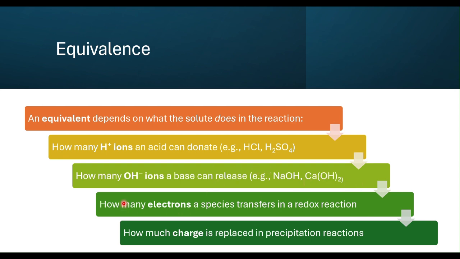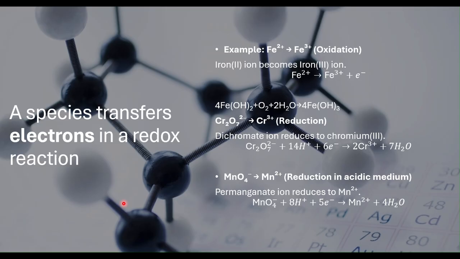Or, for example, how many electrons a species transfers in a redox reaction, that we will discuss in the next slide. So that is also considered as a number of equivalents. A redox reaction is nothing but an oxidation and reduction reaction, and we'll see some examples and discuss thereafter. And how much charge is replaced in a precipitation reaction is another quantity used for number of equivalence calculations.